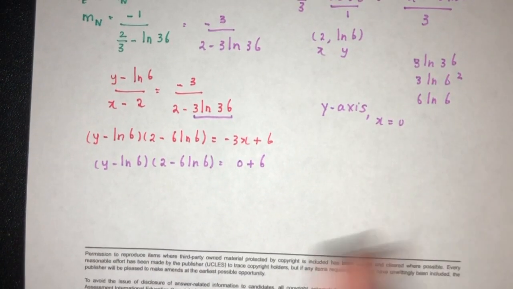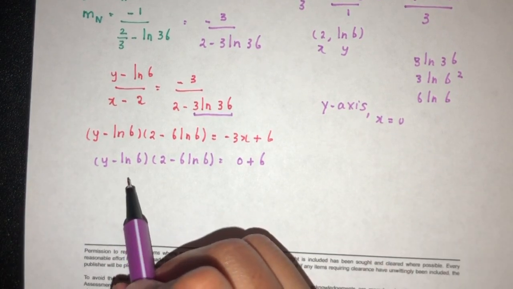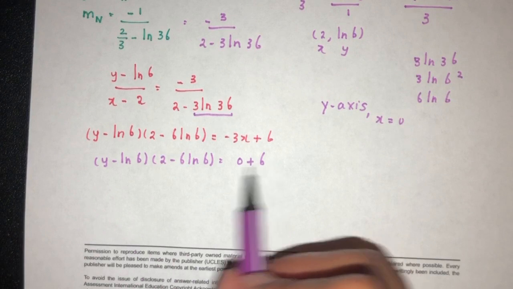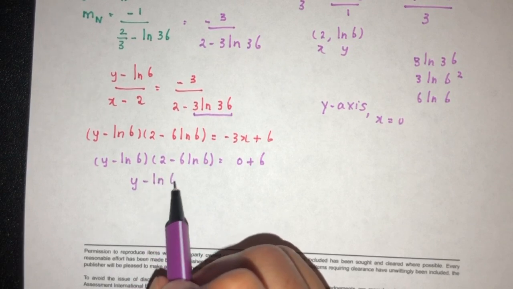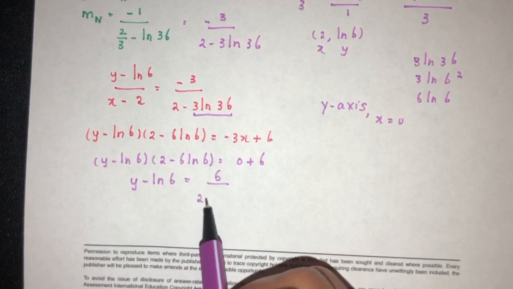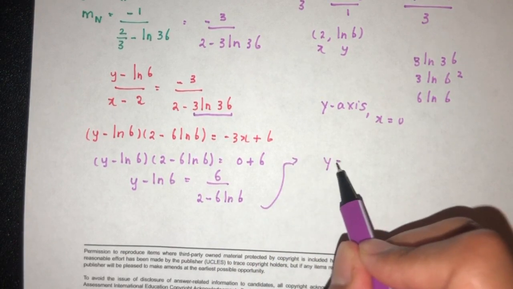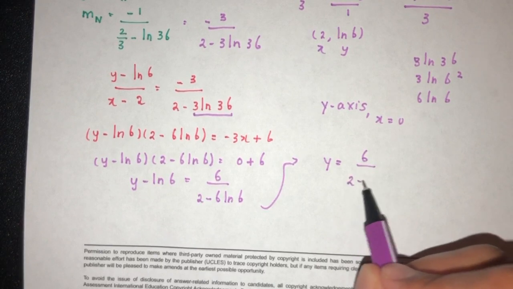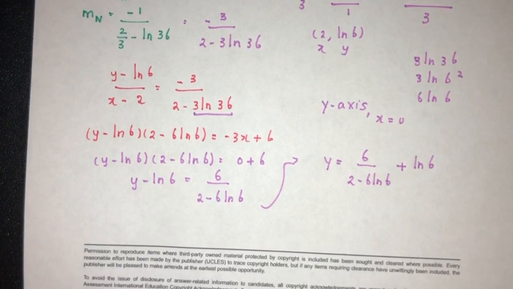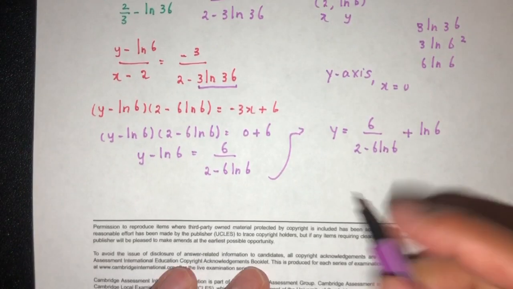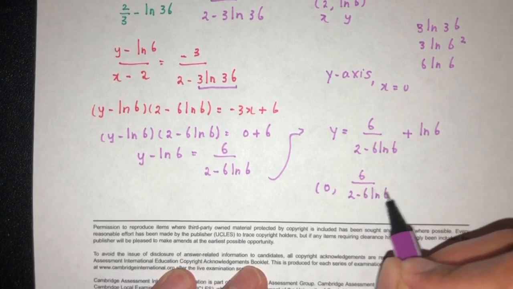Okay, so we have this for now. Now we have to solve for the value of y. Let's see what happens. So first thing first, you can divide by this one if you want to. So here you have y minus ln of 6 equals 6 divided by (2 minus 6 ln 6). From here you can have y has to be 6 over (2 minus 6 ln 6) plus ln 6. That is your value of y. So the point P will be simply 0 and then 6 over (2 minus 6 ln 6) plus ln 6.